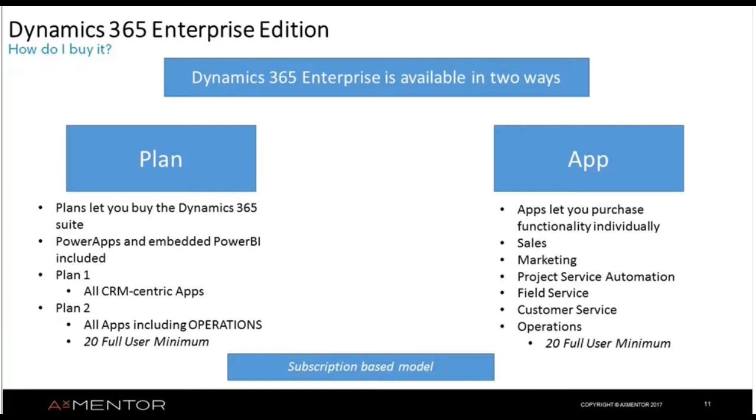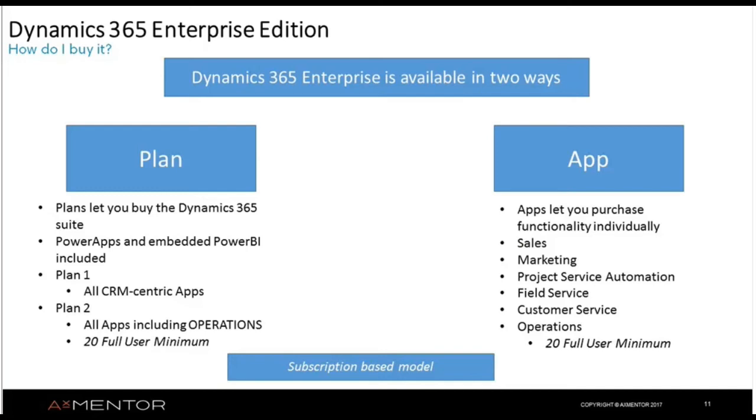So kind of jumping now into the licensing. How do I buy Dynamics 365 Enterprise? It is available in two ways. You can buy it through a plan or at the app level. Plans let you buy the suite or multiple apps to accomplish a certain end goal. On the app end, that's more focused work, where a certain user really only needs this one application. I really don't need a whole suite, and it may be a more cost-effective means to buy a few apps rather than buying a plan.